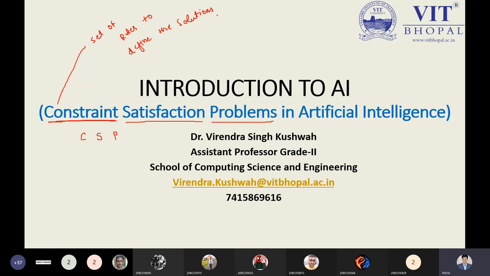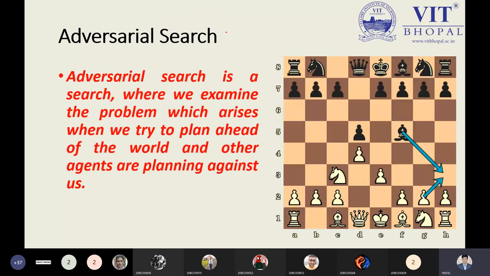Before starting this topic, we have some very important terms, because without knowing these terms, we will not be able to understand the constraint satisfaction problem. So I'm just taking 5 minutes to understand adversarial search. What is meant by adversarial search?